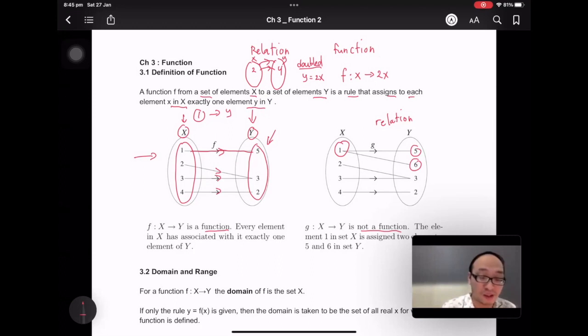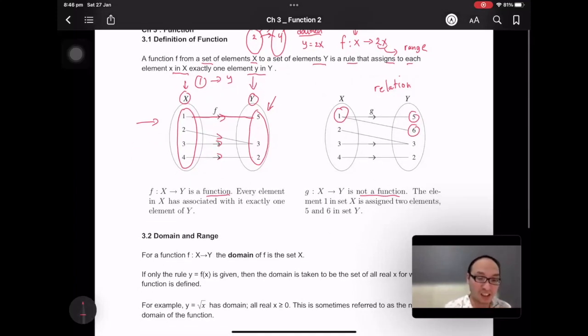So from here we can see that x is the variable that we input to the rule, to the function. So we call it as a domain. And 2x will be the result of the function, as we call it as range. So x in here is called as domain and y here is called as range.